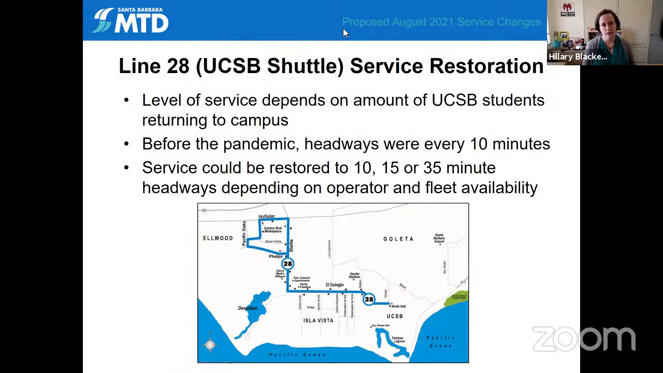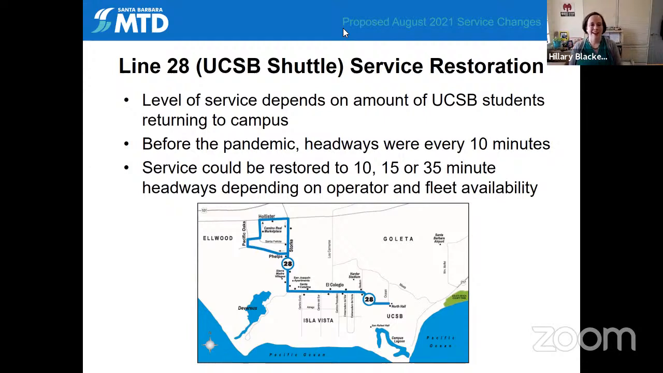Line 28. This is a service that serves Community Rail Marketplace, Historic and El Colegio corridors, and UCSB. This service is generously funded for operations by the university. We paused this because, again, campus was closed. Before the pandemic, headways were every 10 minutes.